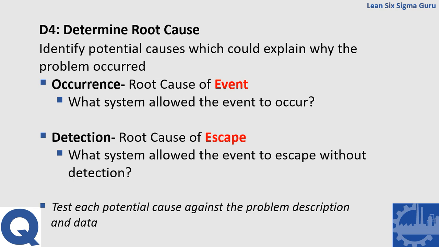We identify potential causes which explain why the problem occurred. So we have a root cause of occurrence. That is the root cause of the event. What system, important word there, what system allowed the event to occur? Then for detection, it's the root cause of escape. What system allowed the event to escape without detection? Then we test each potential cause against the problem description and the data.